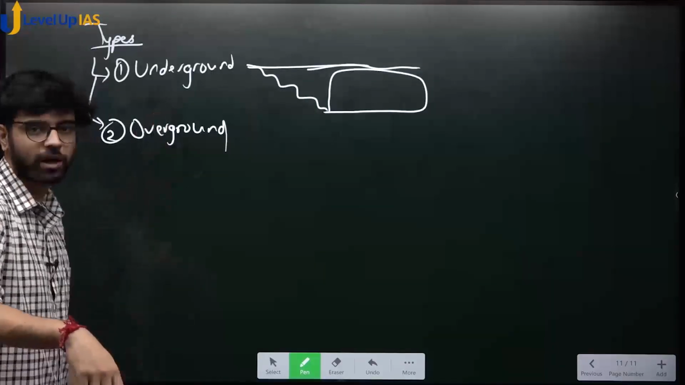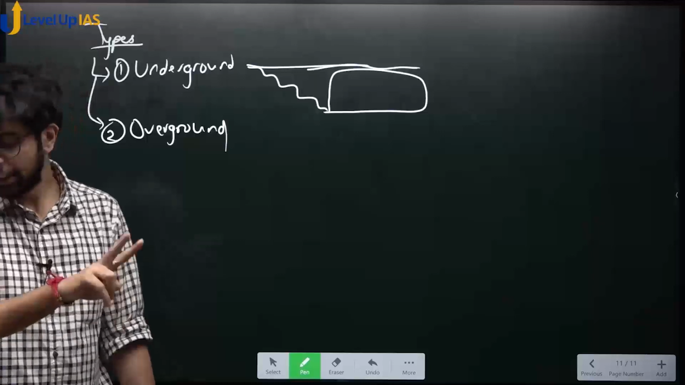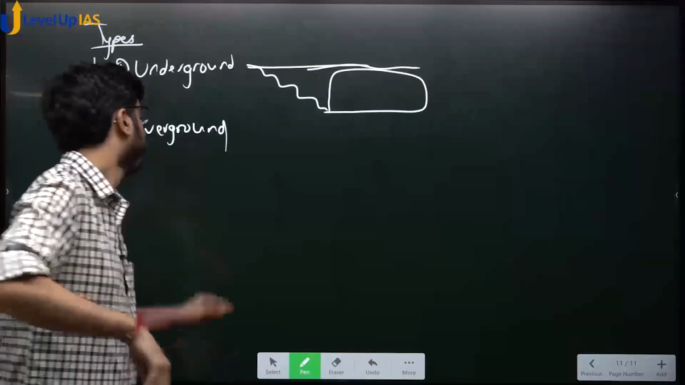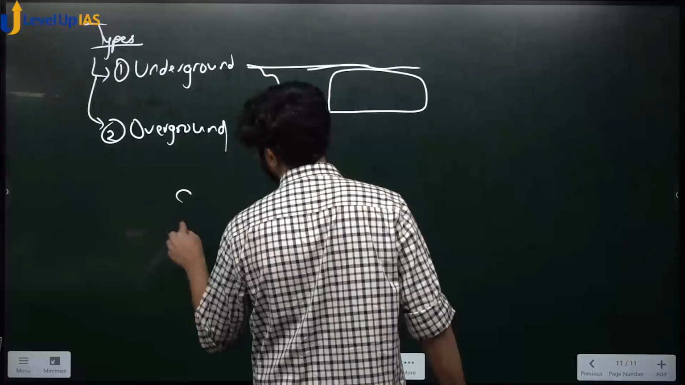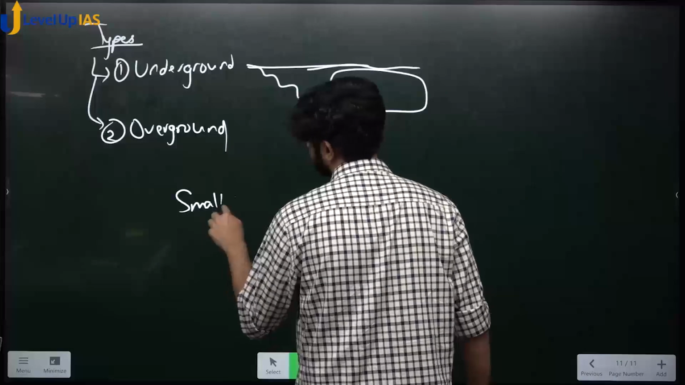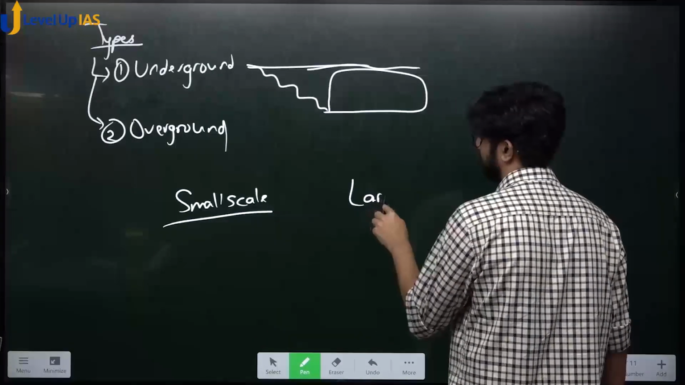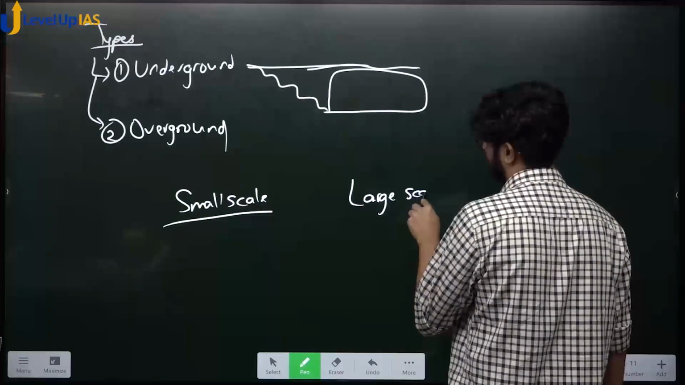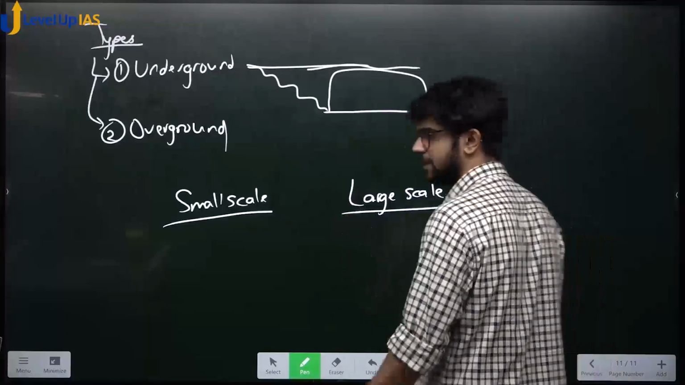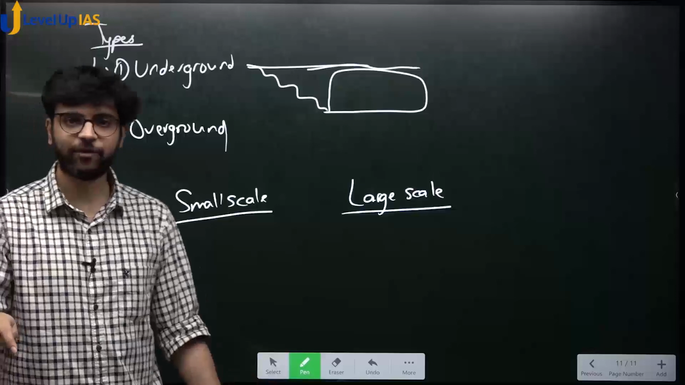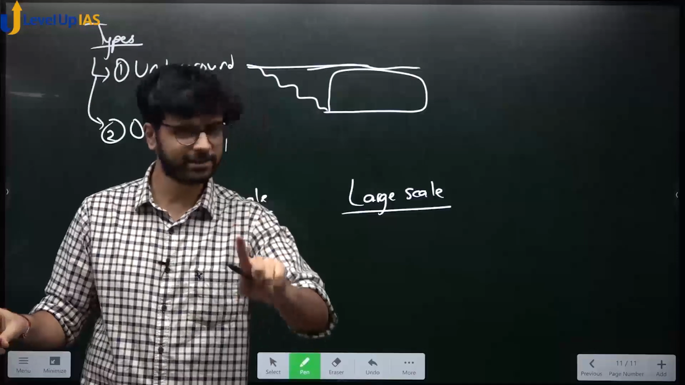Specifically grain storage structures, either underground or overground, are mainly of two types. Very important, they are mainly of two types. ठीक है? Whether you want to store small scale, छोटा, or large scale. ठीक है? Small scale में, sorry, the net is not working, otherwise I would have shown. You can just Google it, images में जाके.